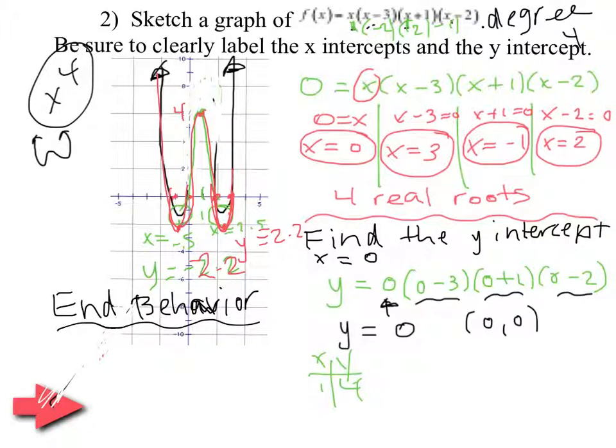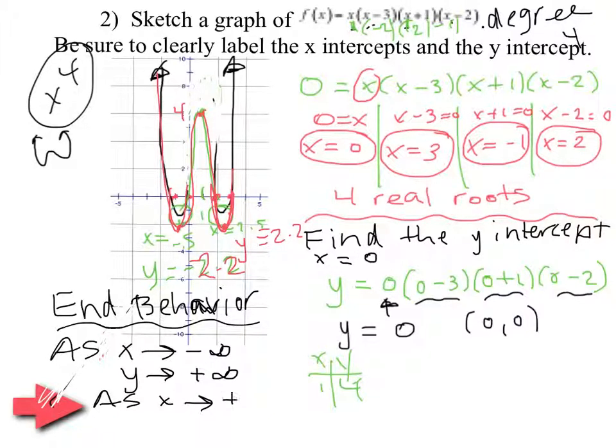All right, so let's look at the end behavior. We write as x goes to the left, which would mean negative infinity, y goes up, so we write y goes to positive infinity. And on the right, as x goes to the right, we write positive infinity. y goes up again, so we write y goes to positive infinity.